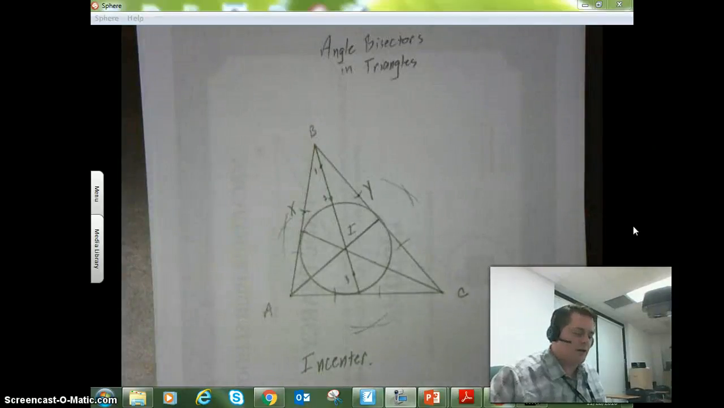But again, I think it's important that we show you where these characteristics come from in the first place. That's what the constructions allow us to see. We can see that it works that way all the time for every triangle. It doesn't matter whether it's acute, right, or obtuse. These properties exist in every triangle that we see. So anyway, I think it's important to see that.